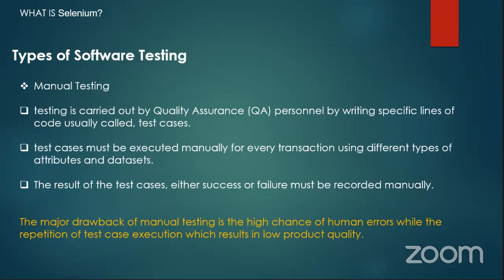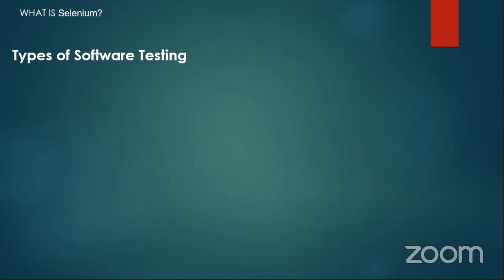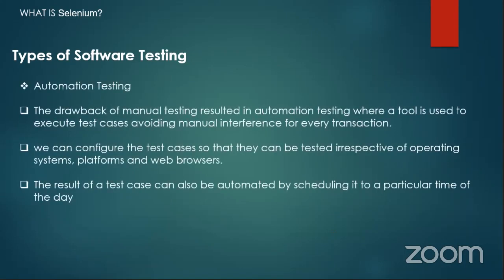The major drawback of manual testing is the high chance of human error during the repetition of test case execution, which results in low product quality. No customer or client would like to have a product that has low quality or low efficiency. Let us understand what automation testing is.